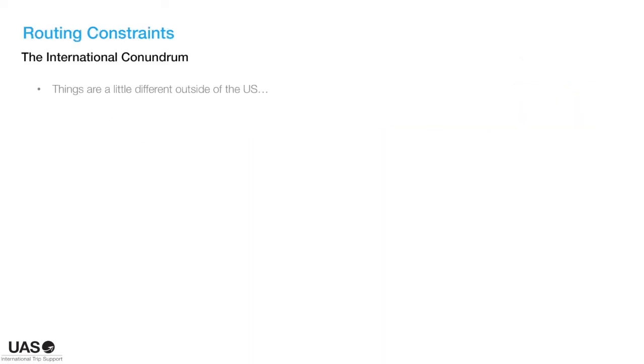Now that we've talked about optimization, let's talk about routing constraints. This is what I call the international conundrum. Things can be quite a bit different outside the United States. For example, no direct routing. Unless you find a really nice air traffic controller, you're most likely going to be on published airways for your entire route of flight. And some of these route structures, they're complex. Some even seem nonsensical at times.